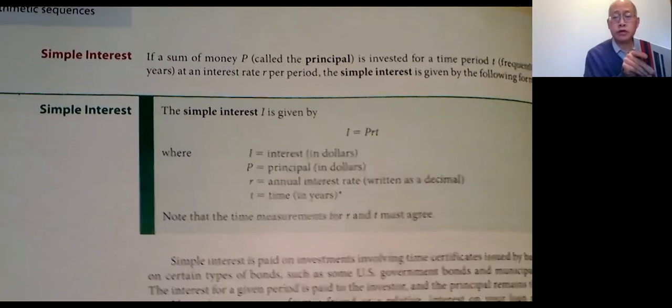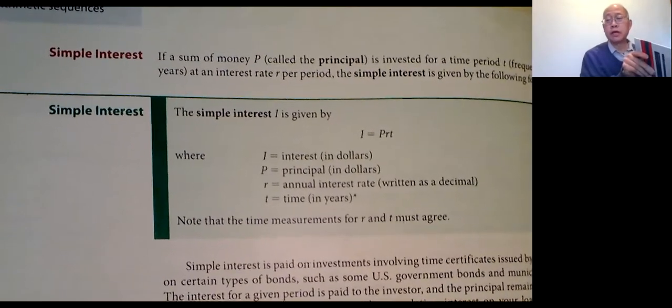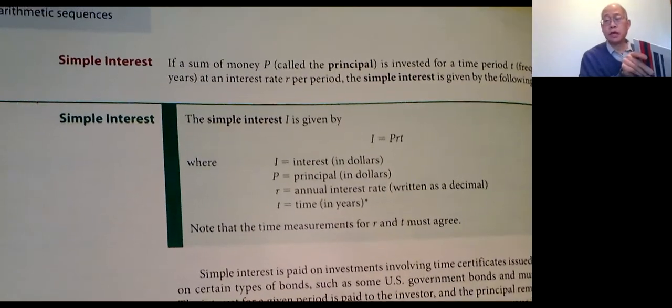R is an annual interest rate. When you punch it in your calculator, change it to a decimal. It's given as a percent, change it to a decimal, and time is in years.